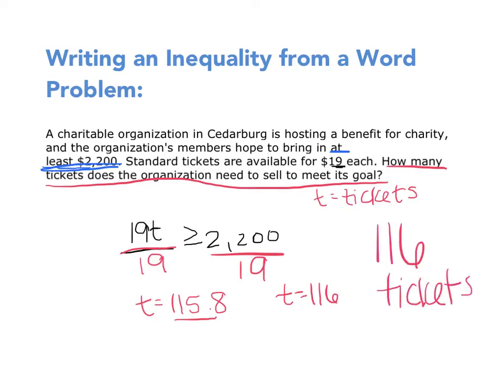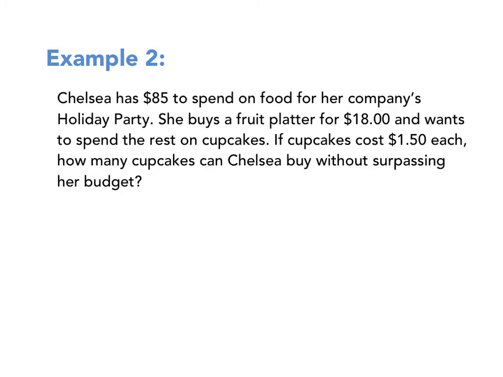And we can check this really quick by plugging in 116 for T, and then 19 times 116 is 2,204. So if they sell at least 116 tickets, they will meet their goal. Let's try one more example that's involving a two-step inequality. So Chelsea has $85 to spend on food for her company's holiday party.